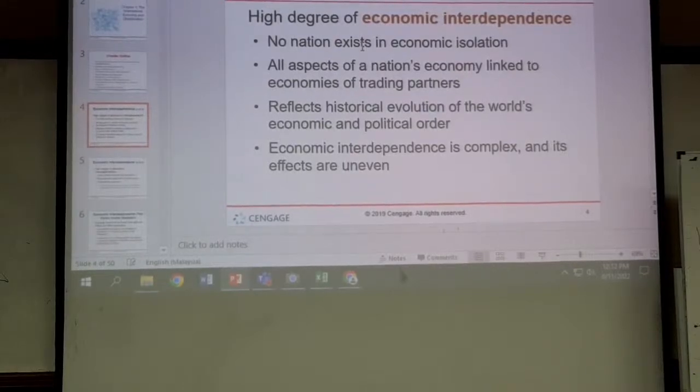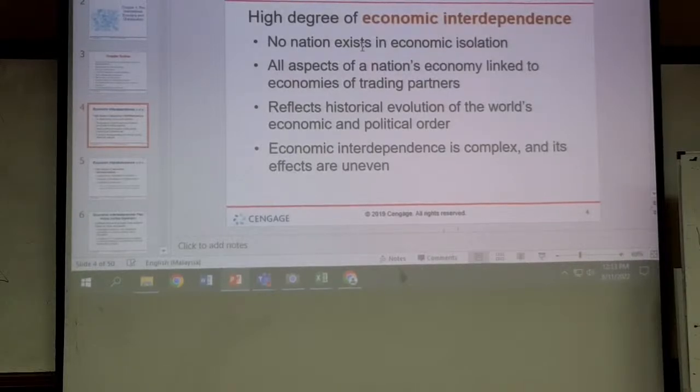Let's look at what the book gives. High degree of economic interdependence. No nation exists in economic isolation. All interacting with each other. All aspects of a nation's economy are linked to the economies of its trading partners. All connected. What a trading partner is doing affects this.